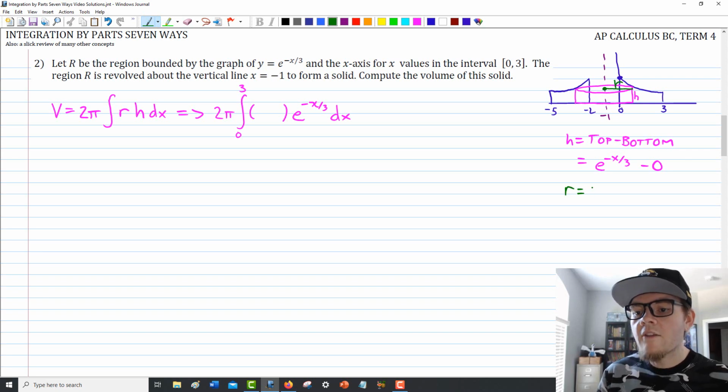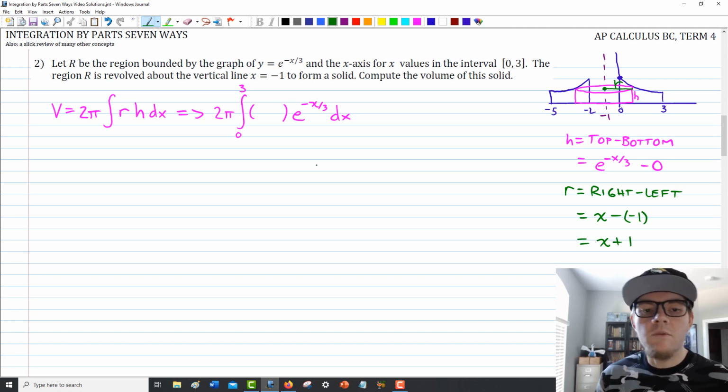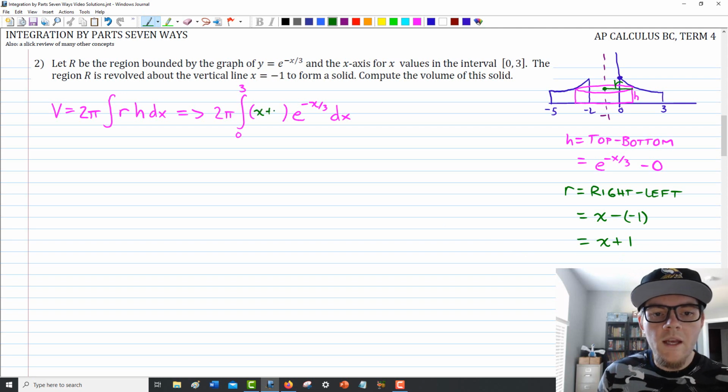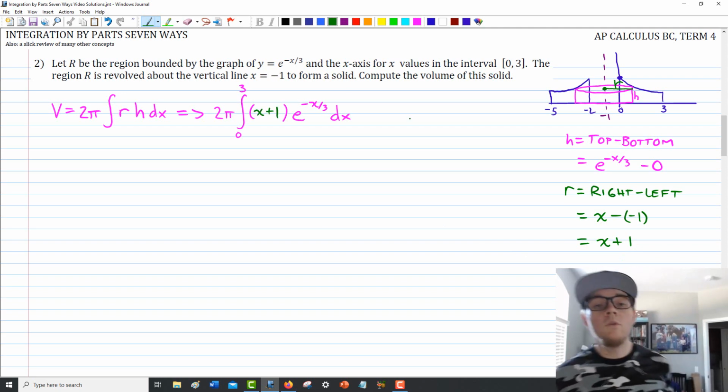In our R case, we're going to do right minus left. And again, by the way, if you're looking at this going, well, I don't need to do that, I can see this really fast, that's fine. I'm just trying to explain it and give full context where I can. So right minus left: right is going to be our x value, and our left is going to be -1, which means our radius factor is going to be x plus 1. So we're going to go ahead and plug in x plus 1 there, and we're ready to work through this problem.